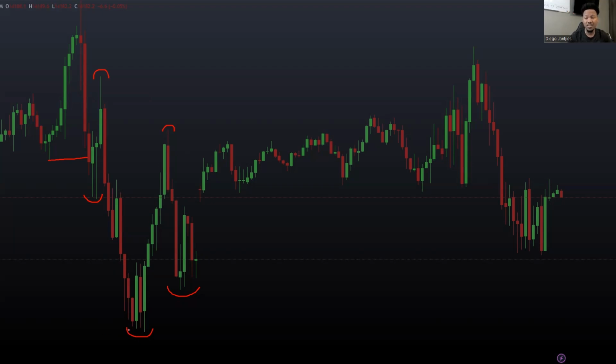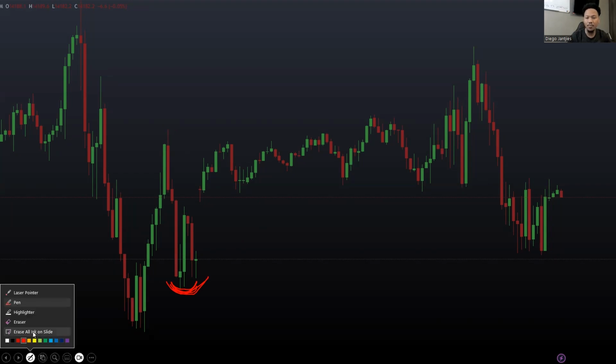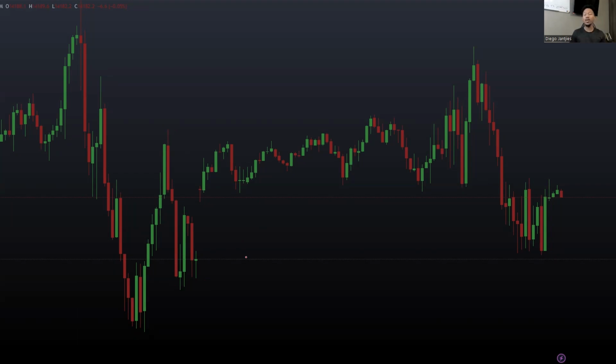Price basically created a nice lower low over here, but failed to take out this low right there. Instead, price had a nice little push towards the upside, right? Now we can see this push from this point onwards was quite significant, right? So we will take into consideration that this is also a major area, a major low.